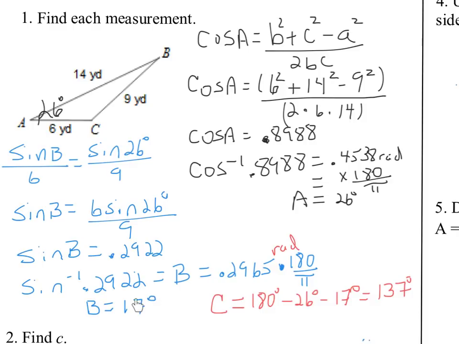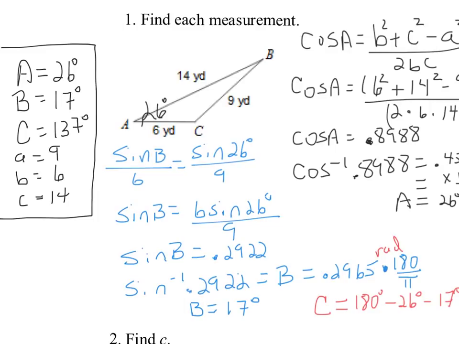Okay, so now we've got that A is 26 degrees, B is 17 degrees. Now to get C, it's pretty easy. We just need to subtract 26 and 17 from 180. And we get 137. So angle C is 137 degrees. Now we have all 6 of our measurements. So what we're going to do is we're going to list them off to the side so that you have all of your measurements listed, all 6 measurements.